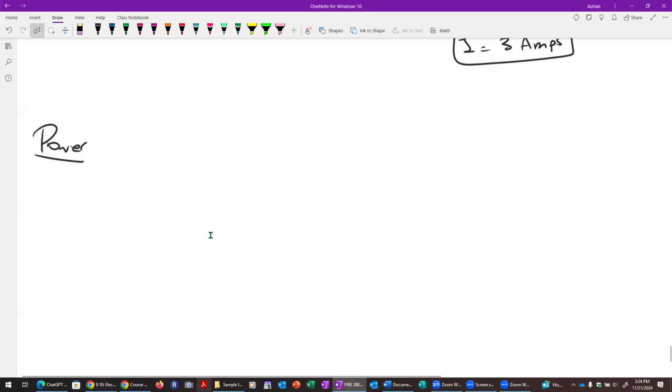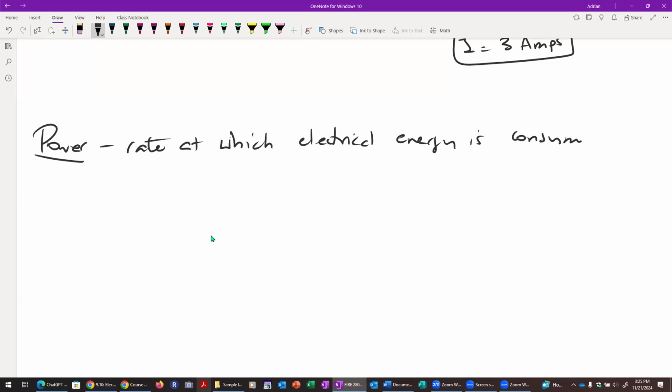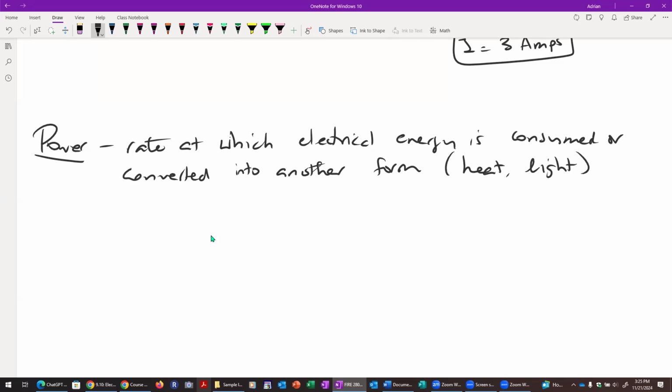What exactly is power? Well, power is defined as the rate at which electrical energy is consumed or converted into another form. So that would be, in the form of heat, for example, or light. Okay, and that's what we take advantage of all the time, right?